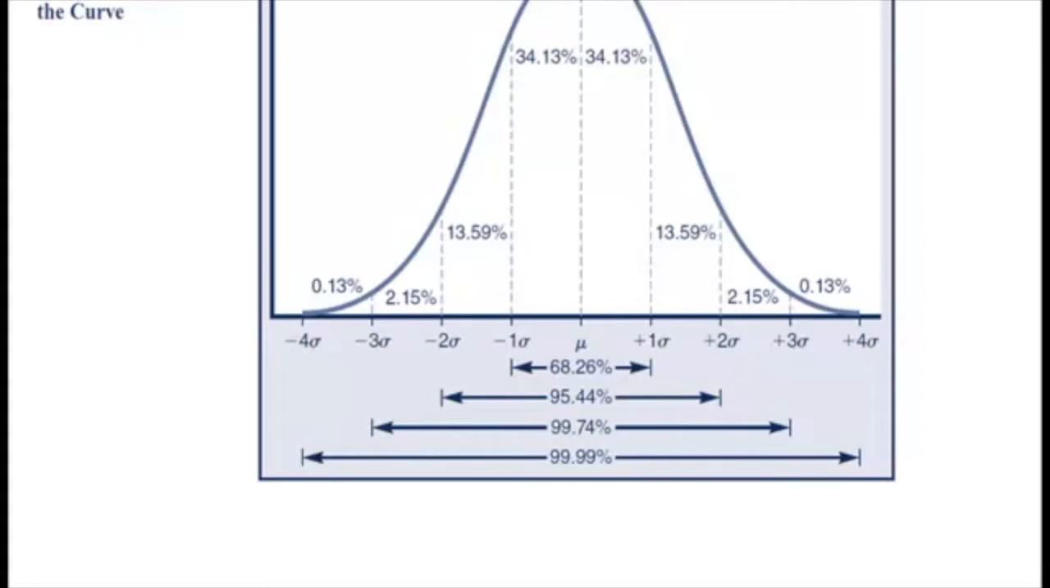From 0 to 1 standard deviation we have 34.13%. From -1 to +1 standard deviations from the mean we have 68.26%. We say that 68.26% of the area is within 1 standard deviation of the mean. Similarly, 95.44% is within 2 standard deviations of the mean, and 99.74% is within 3 standard deviations of the mean.